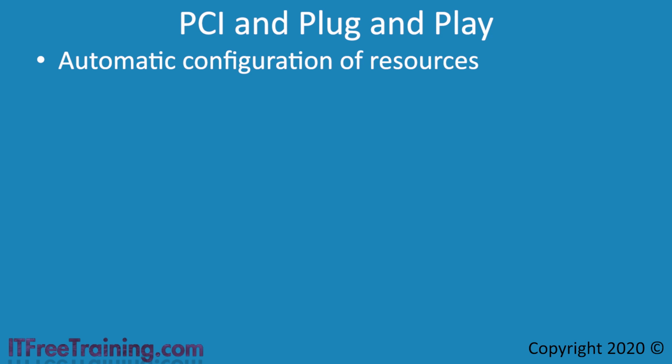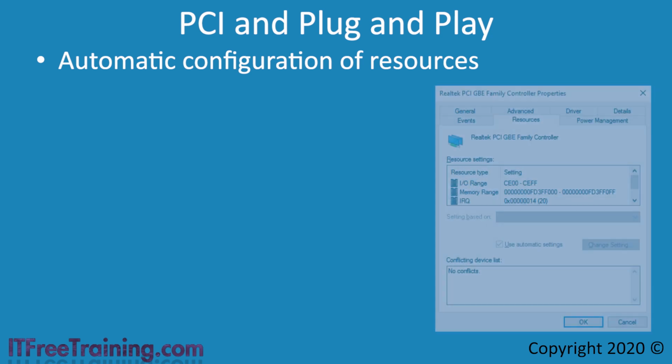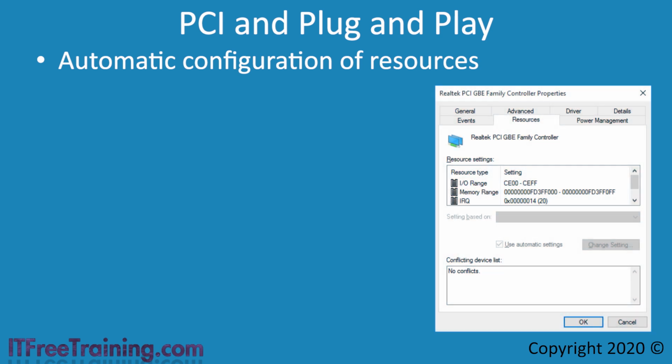Plug and play essentially allows automatic installation of a device and its drivers. It does this by auto-configuration of I/O ranges, memory ranges, and interrupts. These are all used by the computer to access the expansion card. If I consider an example, you can see that plug and play has configured I/O ranges, memory ranges, and interrupts automatically for this network card.